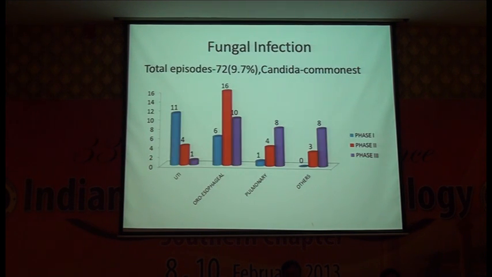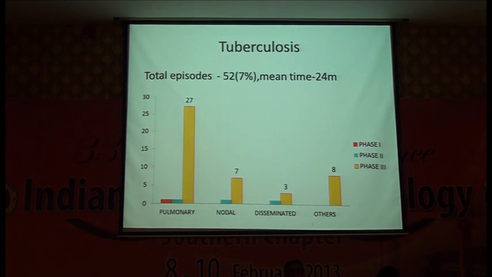And fungal infection accounted for 9.7% of the total infection episodes, and Candida was the most commonly isolated organism. UTI is the most common site in phase 1, and in phase 2 and 3, it's oral and respiratory disease, most commonly Candida. And tuberculosis accounted for around 7% of the total infections at a mean time of 24 months, and the most common site of tuberculosis is pulmonary, followed by nodal and pulmonary.